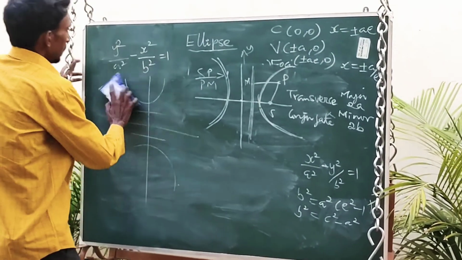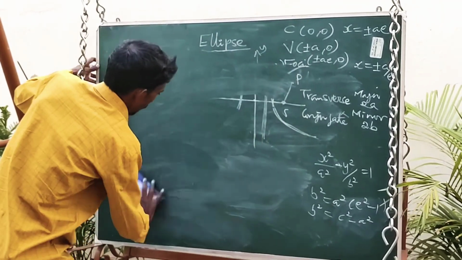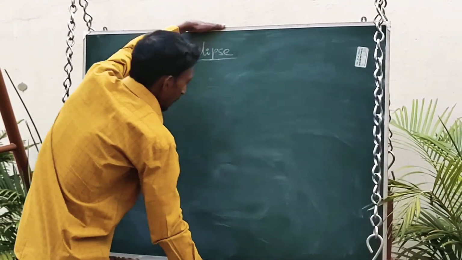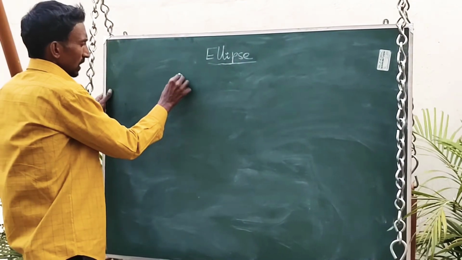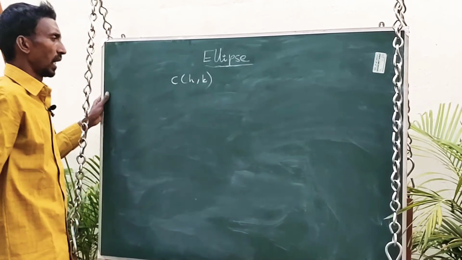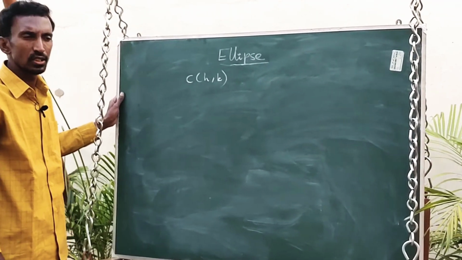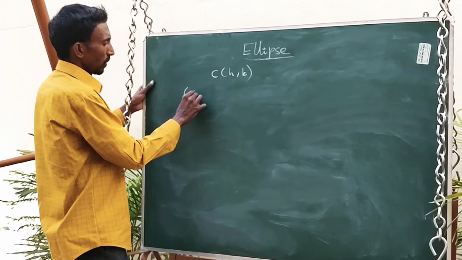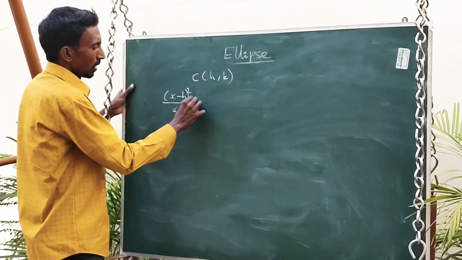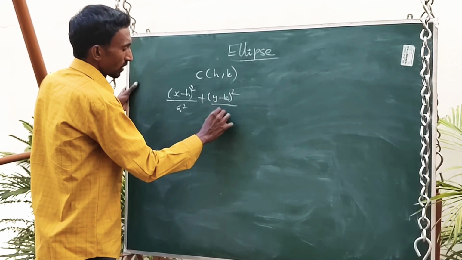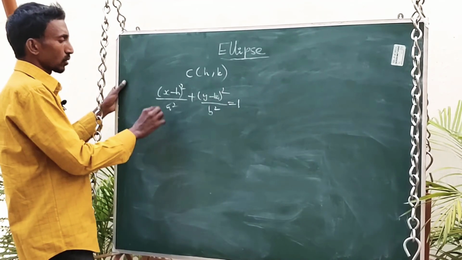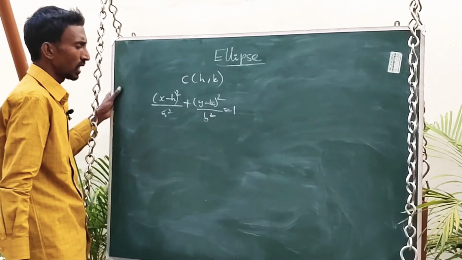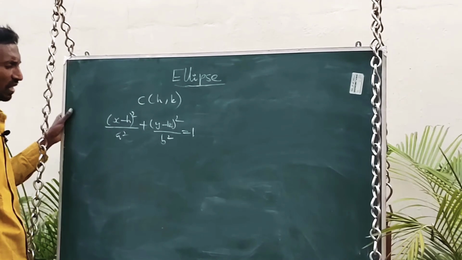Suppose, as in parabola, the center is some h comma k, again replace x by x minus h, y by y minus k, and we get the general equation of ellipse. So x minus h the whole square by a square plus y minus k the whole square by b square equal to 1. Second type means x minus h the whole square by b square plus y minus k the whole square by a square equal to 1. Hyperbola means instead of plus, here we have minus.